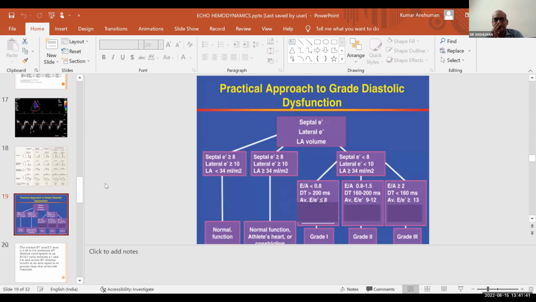So again, the same thing: septal E prime and lateral E prime. There are different parameters by which you can understand whether this is normal or abnormal, but the crux is the same, that you have to go for the E by E prime ratio. If it is less than 10, it must be normal. If it is more than 10, it must be abnormal. There are some differences in this, but going into the detail will not serve the purpose. The basic concept should be clear.